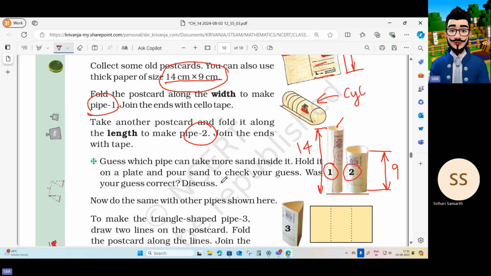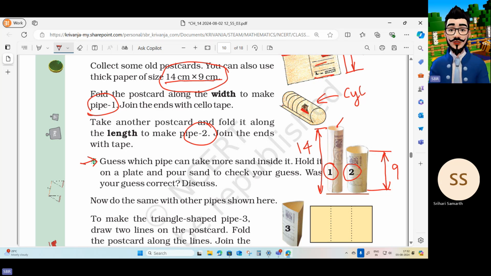Okay, read it. Guess which pipe can take more sand inside it. Hold it on a plate and pour sand to check your guess. Was your guess correct? Discuss. I think it will be the same amount. I don't think so.